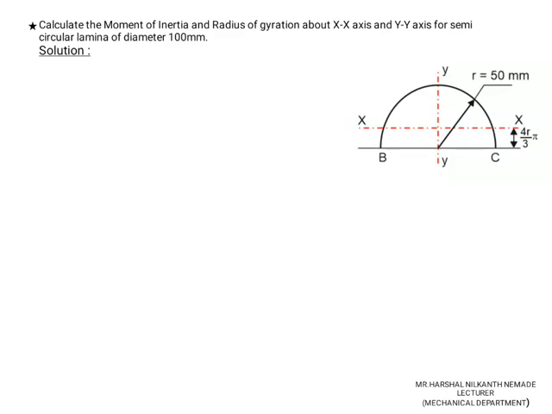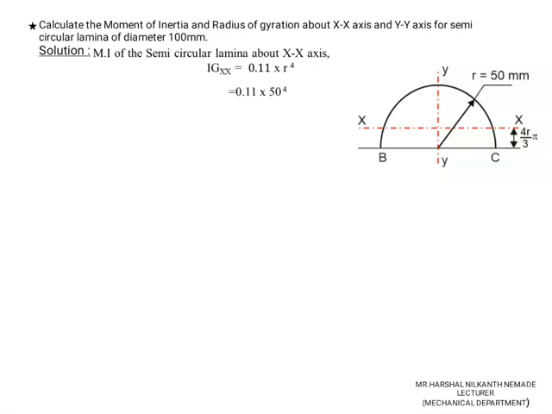Next question. Calculate the moment of inertia and the radius of gyration about x-x axis and y-y axis for a semicircular lamina of diameter 100 mm. Now there is a semicircle of diameter 100. I will write r, which is d divided by 2, only r because it is a semicircle. So r is 50 mm.